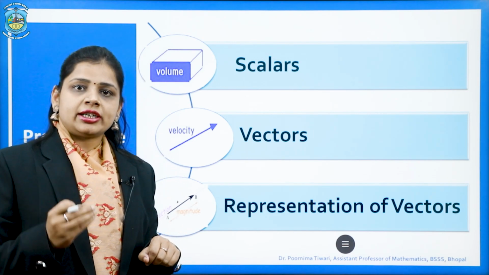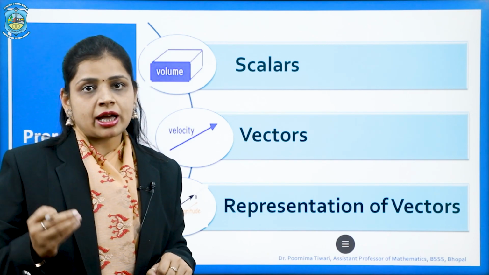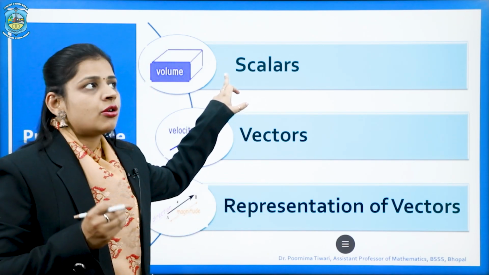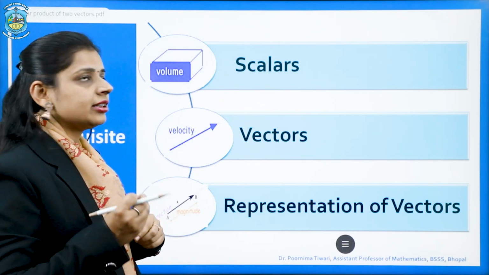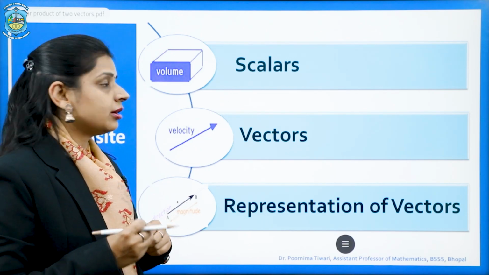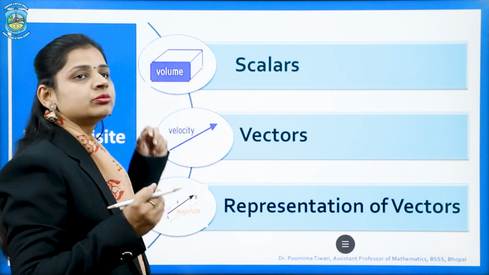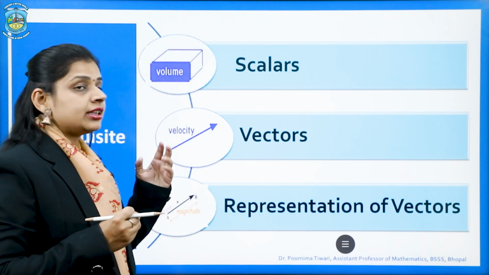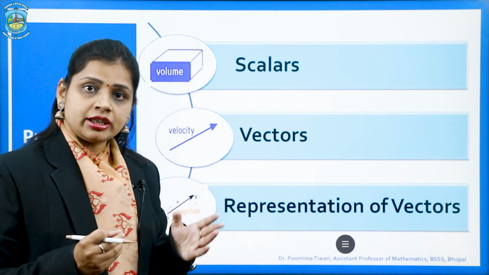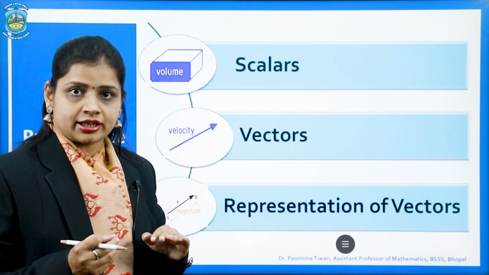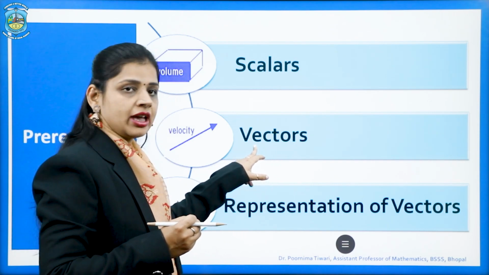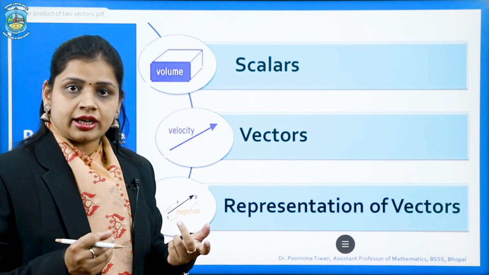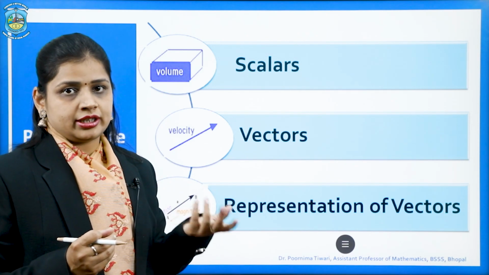The physical quantities that are described by magnitude only are called scalars. For example, length, height, mass, volume, etc. The physical quantities that are described by magnitude as well as direction are called vectors. For example, velocity, acceleration, force, etc.